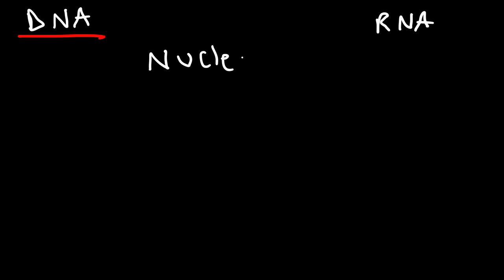DNA and RNA are both polymers. Now you might be wondering, what exactly is a polymer? A polymer is basically a long molecule made up of tiny units called monomers. And the monomers that make up DNA and RNA are known as nucleotides. Now there's different types of nucleotides, but they all have three basic parts to it.